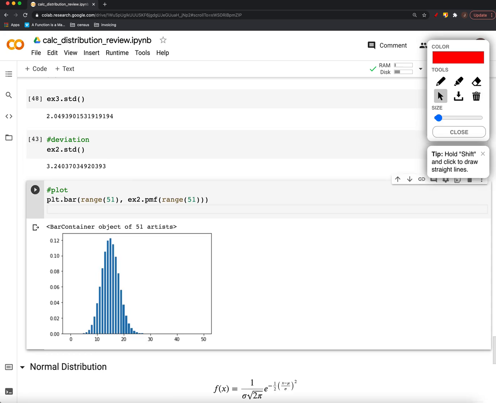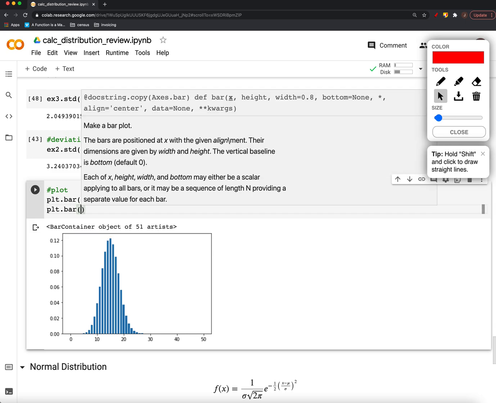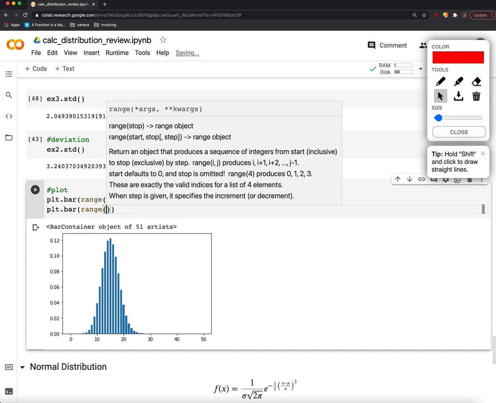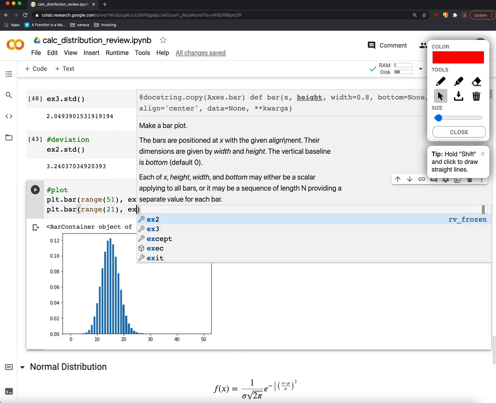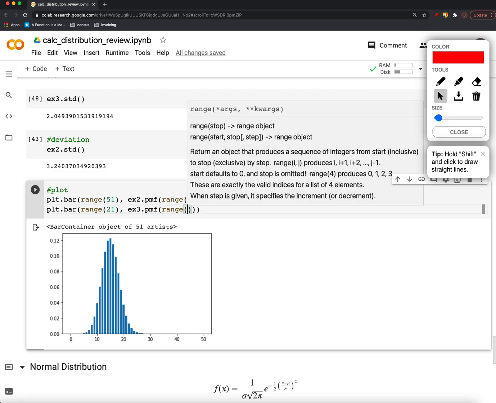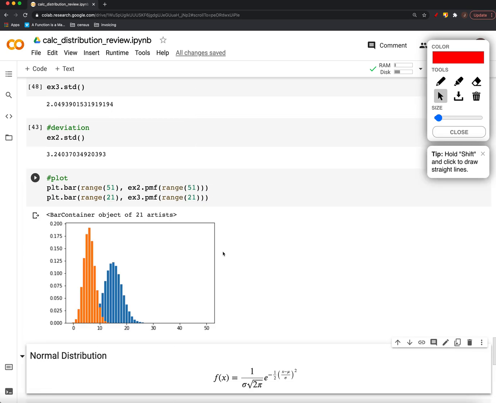And let's try and throw that on the same plot. Okay, and so we do see that this curve is centered lower. It has a lower mean, and it's much narrower than our blue curve. We can tell that from comparing the standard deviations.